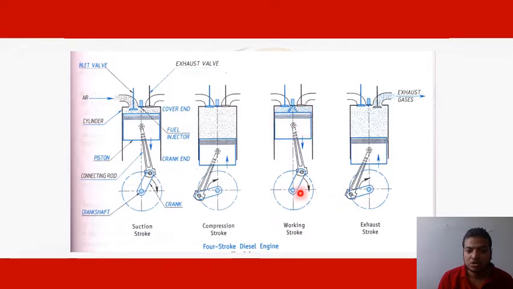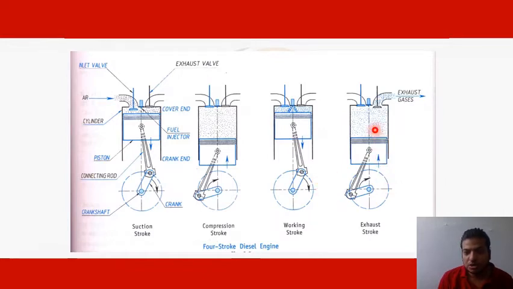So the third stroke is known as the power stroke, and this power is further transmitted to the flywheel, which stores the power, which is used further for the next round of strokes. So this is the fourth stroke, the exhaust stroke.